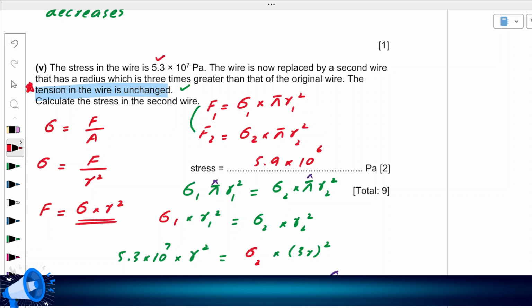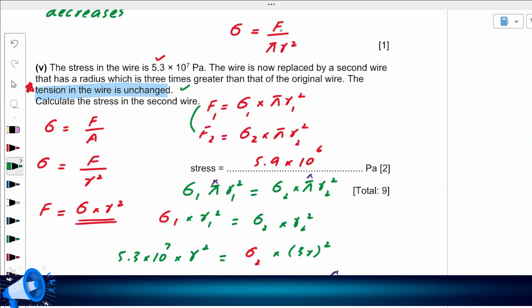First of all, the situation is that you are provided with a certain value of stress against a certain radius, and then they change the radius, and now you need to find the new stress. So you need to find the relation between two quantities, stress and the radius. What is the relation between these two? Stress equals force over area. And for a circular wire with a circular cross section, the area would be pi r square.